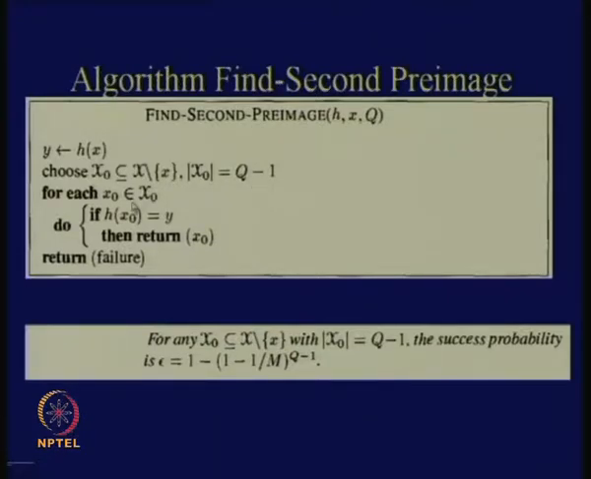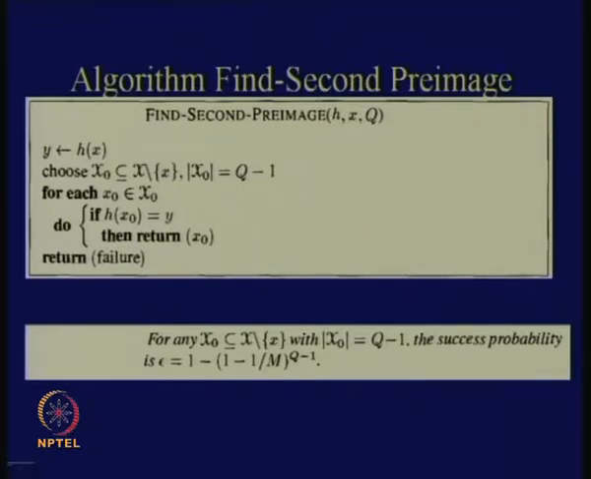Then you repeat the same process. That means you see whether h(x naught) is equal to y, and if this is so, then you return x naught. Through this, what you have ensured is that x naught is never equal to x, and therefore you see that this is also an example of a Las Vegas algorithm, because it will not give you a wrong result, it will not give you the same x as output. If it gives you an answer, it will be true, right.